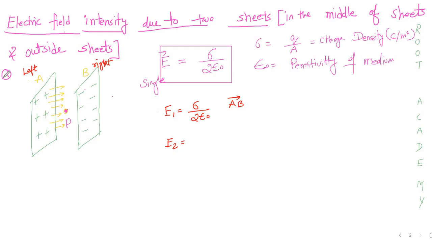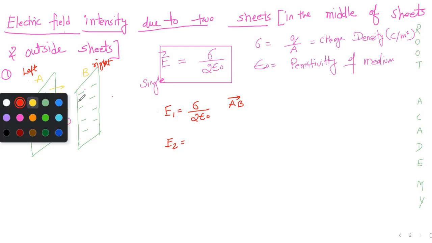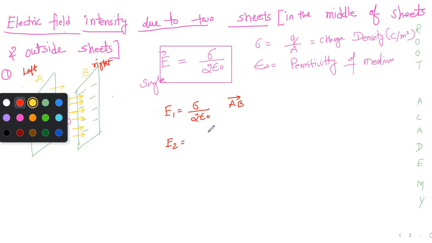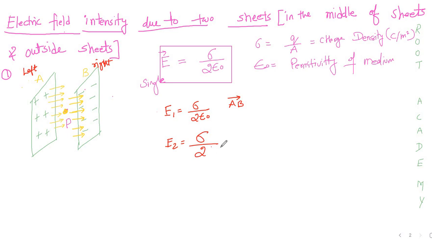What will be E2, the field due to the second sheet? If we see the field lines due to negative charge, they are always going towards the negative charge. This is the property of negative charge. The field lines are going towards it. So at this point, the field will be sigma by 2 epsilon naught. Correct? And the direction will again be from left to right.